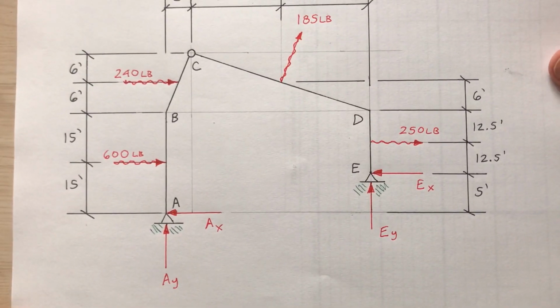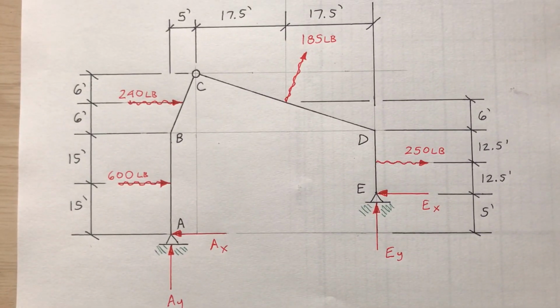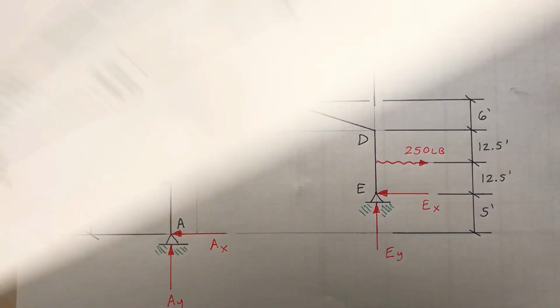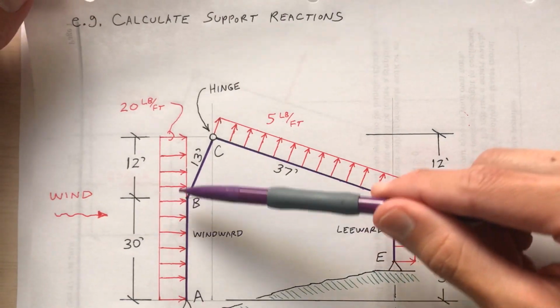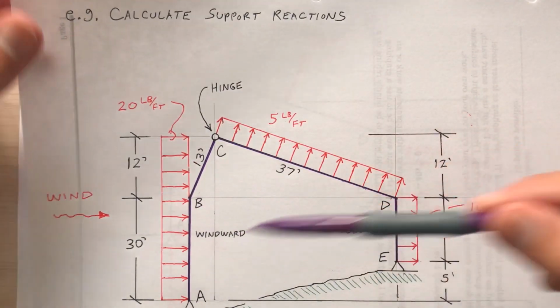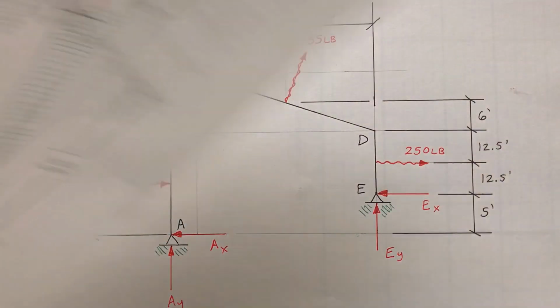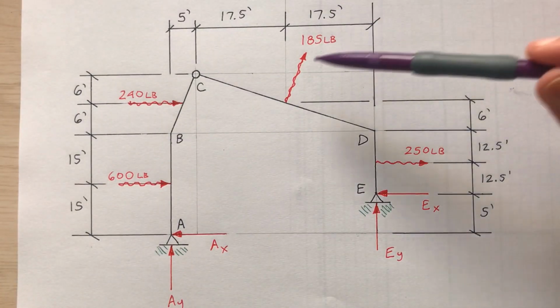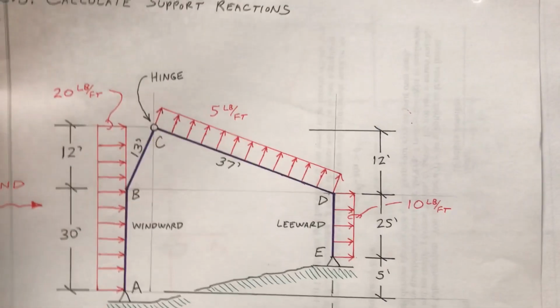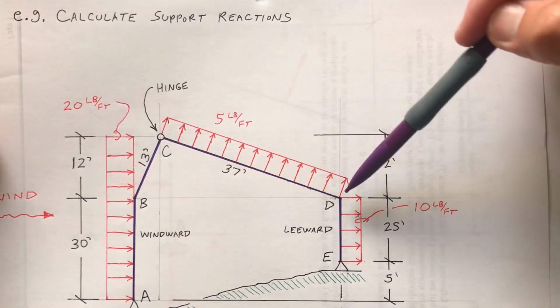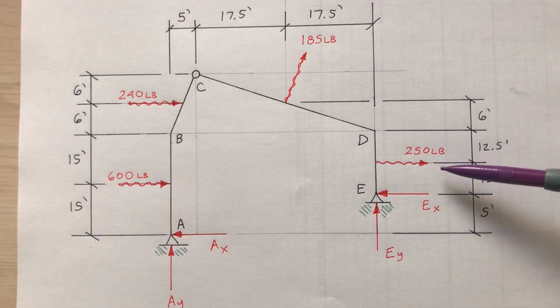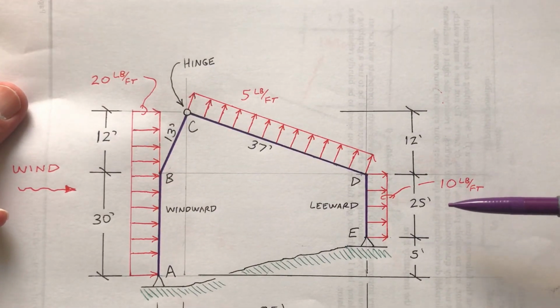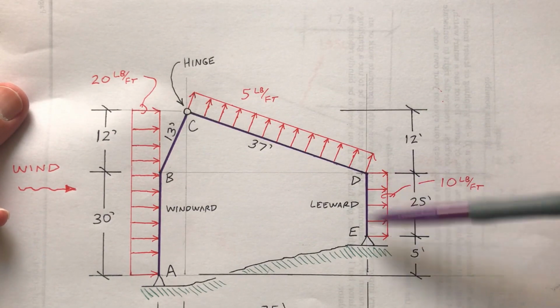Okay, now where did these come from? I'm going to move this down a little bit. Okay, so the 600, where did I get that? 20 pounds per foot times 30 feet. The 240, that's 12 feet times 20 pounds per foot. The 185 acting normal to the slope, that's 5 pounds per foot times 37 feet. The 250 pounds on wall DE, that is 10 pounds per foot times 25.